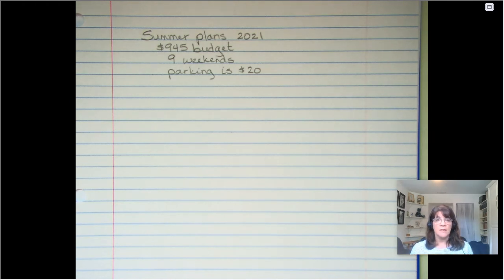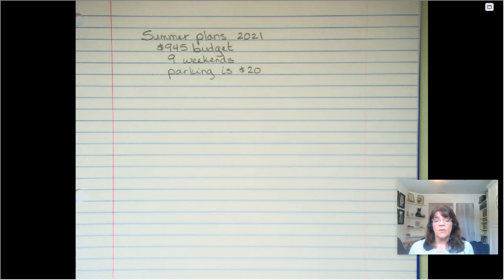So I set aside a budget, and I know that I have 9 weekends, so I could pick a Friday, Saturday, or Sunday game. And I know that parking is $20. Well, then what budget do I have to spend on tickets? Am I at River Cats on lawn seats? Can I make it to a Giants game? What's my budget? What can I do?